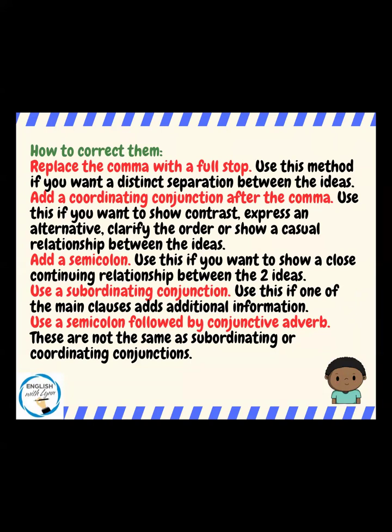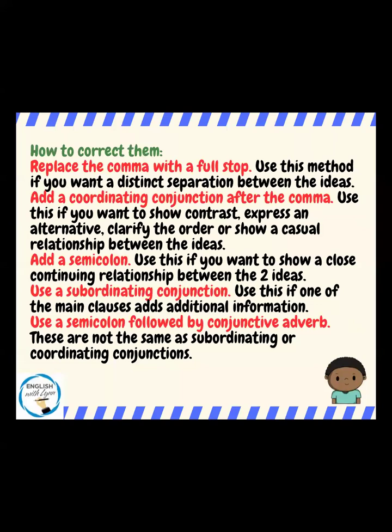The next way of doing it is adding a coordinating conjunction. So if you want to make a contrast between your ideas, you would use this method. So if you're expressing an alternative, if you're clarifying the orders of ideas, or if you are showing relationships between ideas, add a coordinating conjunction. And remember, your coordinating conjunctions, they are the fanboys conjunctions.